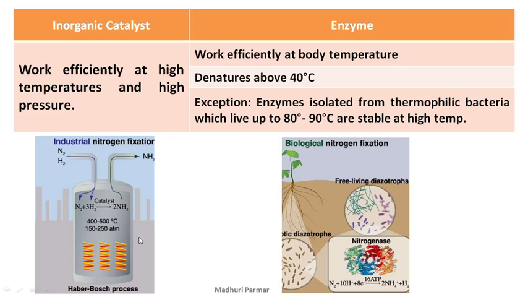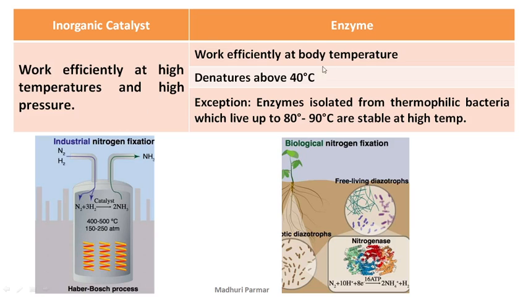Have you heard of Haber's process? It is just making ammonia, NH3, from nitrogen and hydrogen. So nitrogen and hydrogen react in presence of a catalyst, which is nickel or iron, and you get ammonia. This process happens at 400 to 500 degrees Celsius temperature and 150 to 250 atmospheric pressure. Can you see this catalyst will only be able to work when there is such high pressure and temperature.